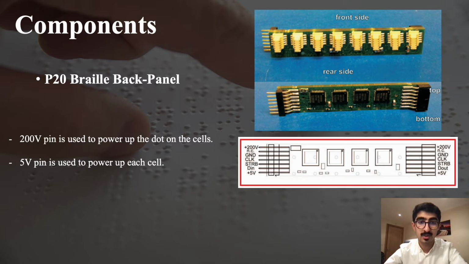The second figure shows the pinout connection of the back panel. It can be seen that it has 2 types of power supply. The first one is the 200 volts, which is used to power up the dots on each of the cells connected to it. The second terminal is the 5 volts. It uses low voltage to power up the cells connected to the back panel board.